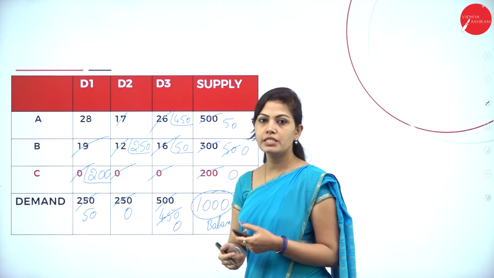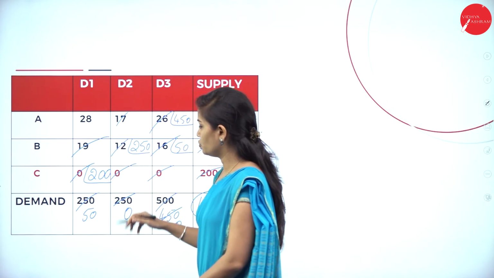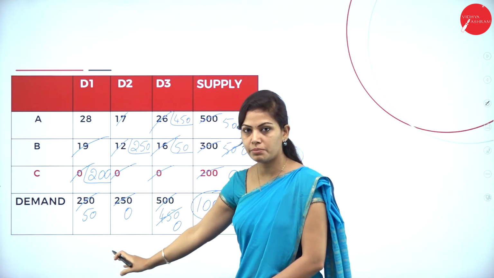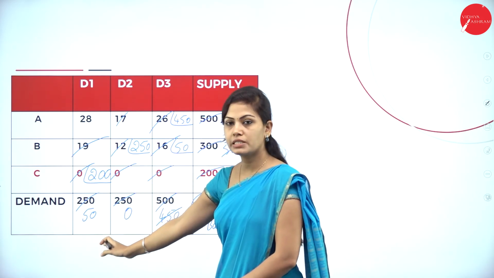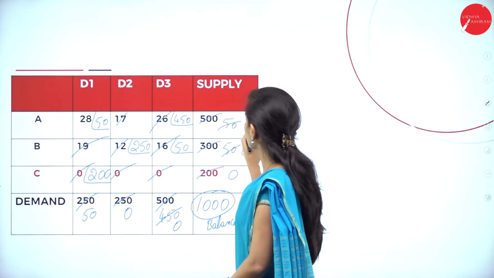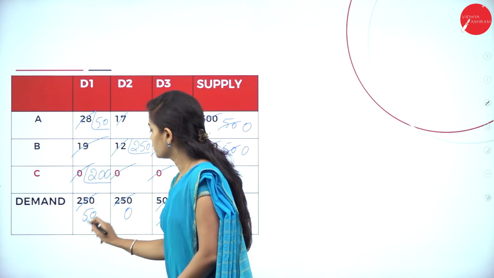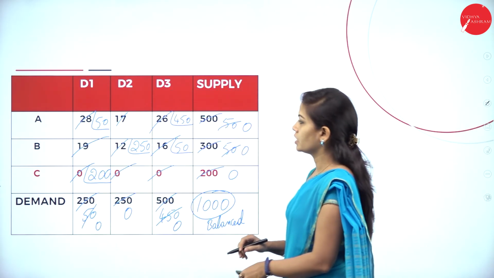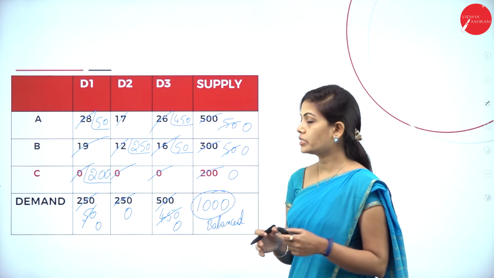And the last digit is 28. You just cross verify the supply value with demand value. Both the values are same. So, I will allocate 50 rupees to this cell. It will become 0. So, now all the cancellation has been done.